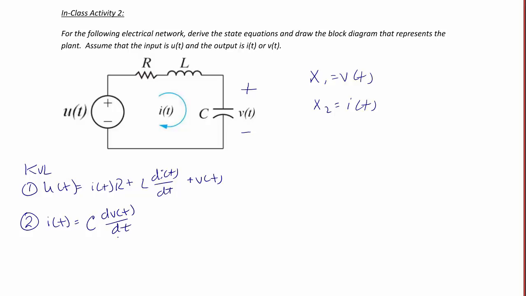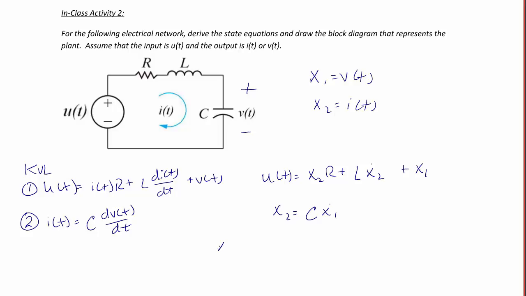So now, when we make a substitution using our state definitions, we get that U of t is equal to x2 times R plus L times x2 dot plus x1. In our second equation, we get that x2 is equal to C x1 dot. So our next job is to solve for x1 dot and x2 dot.